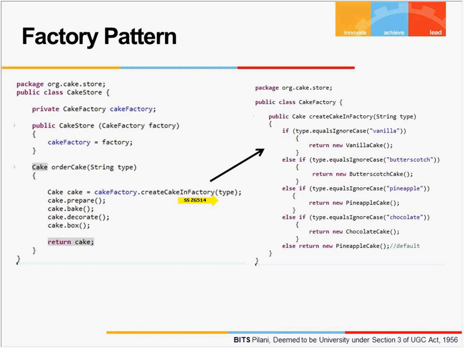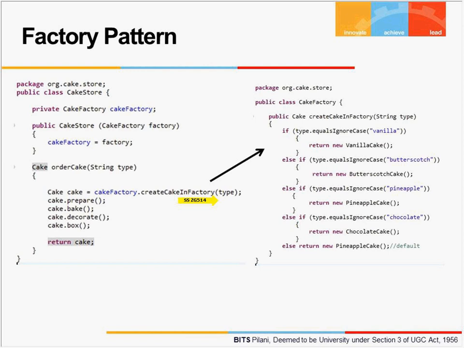Okay, so then I think in the cake factory and cake store constructor, you can use the CakeFactory.createCakeFactory method by calling it, right? At present you cannot make that invocation because my createCakeFactory is not a static method. Please note that it's not a static method.